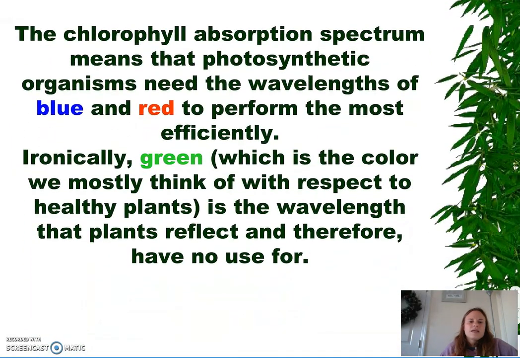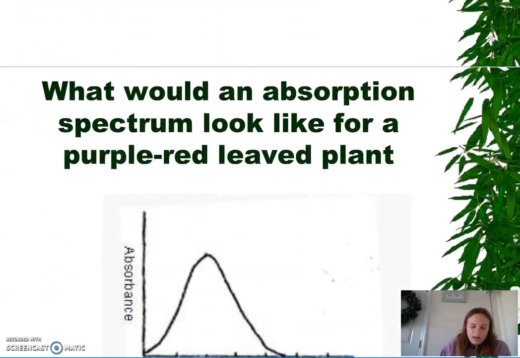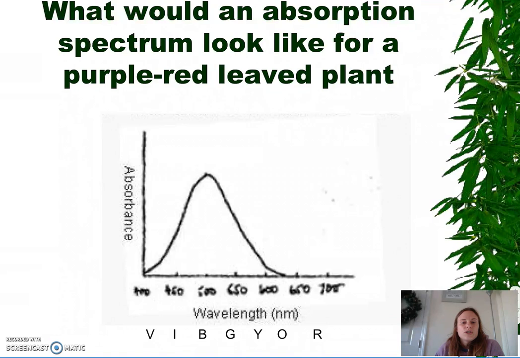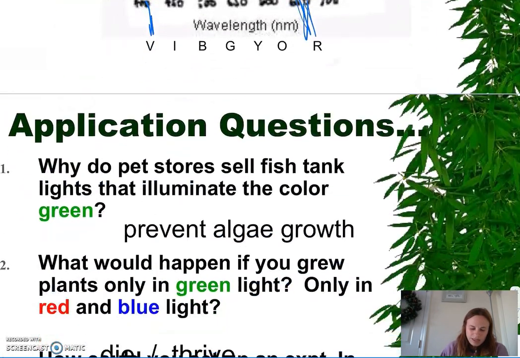Once again, if I'm seeing blue and red, that means I have reflected blue or red. If I'm seeing green, that means that green is being reflected, whereas blue, red, and all the other colors are being absorbed. So if I were to look at the wandering Jew, right, it's a purple red leaved plant, what would the absorption spectrum look like there? Well, do you see how purple and red are the least absorbed colors, meaning those are the colors that are going to be reflected back. So purple red leaved absorption spectrum would look something like this.